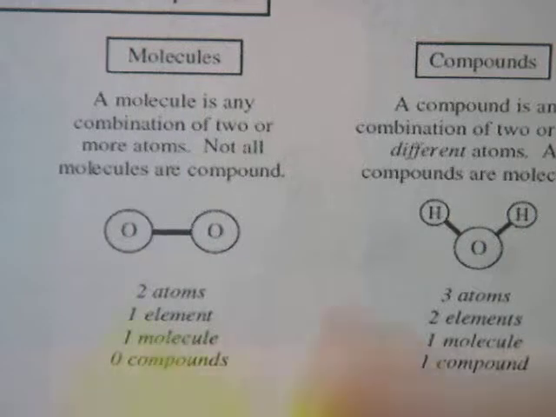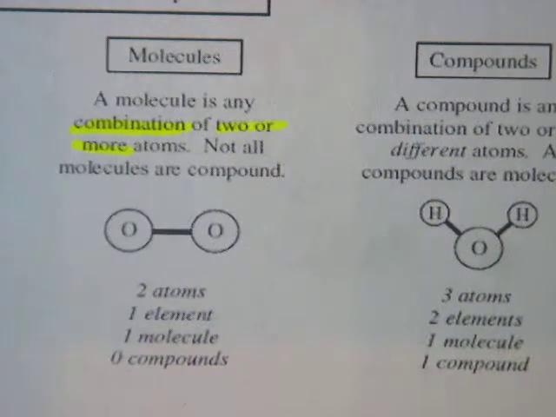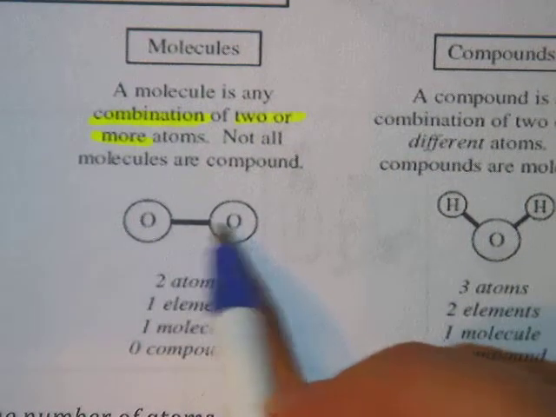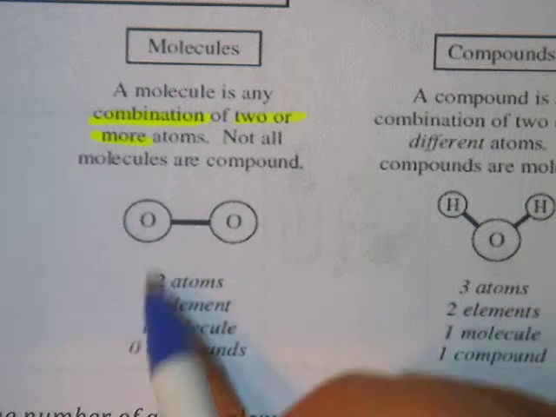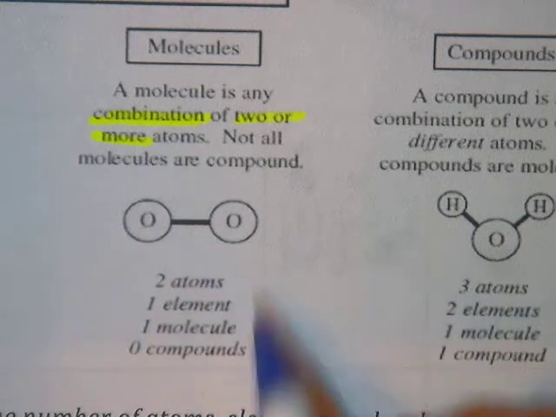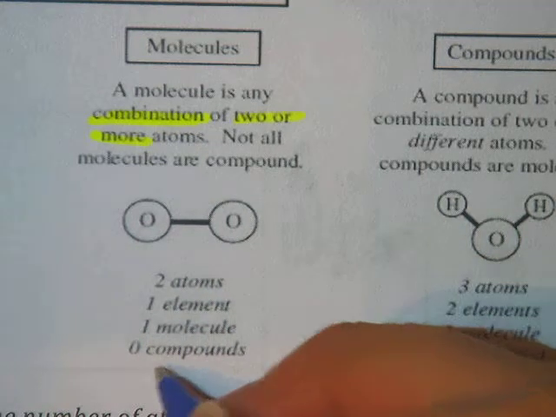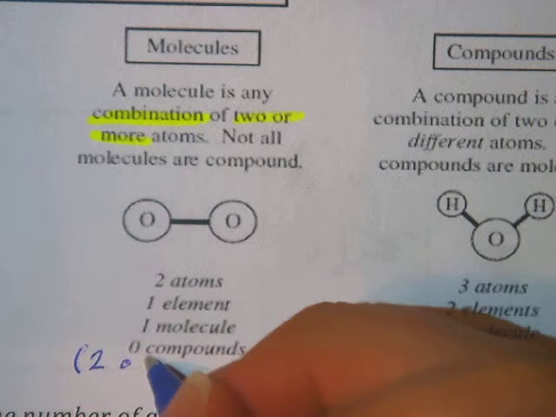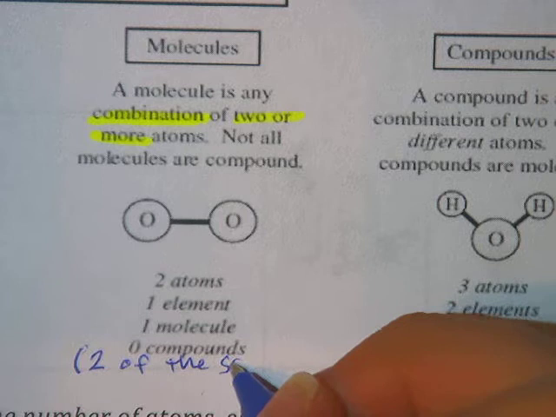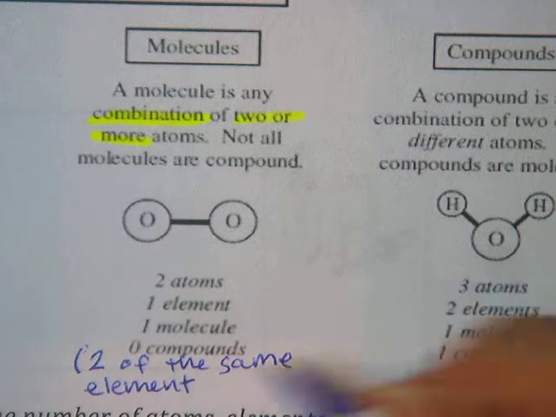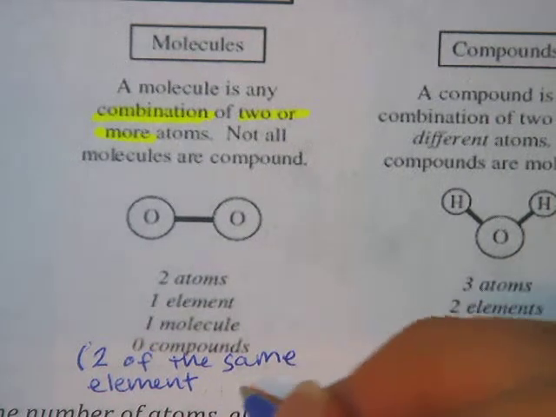Molecules are a combination of 2 or more atoms. Not all molecules are a compound. Here I have 2 atoms of O, but since they're both oxygen, that's only 1 element. This is 1 molecule, but it is not a compound. It is not a compound because it is 2 of the same element. When it's 2 of the same element, that's just an element. It's not a compound.